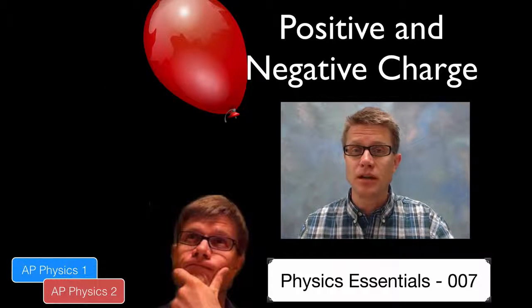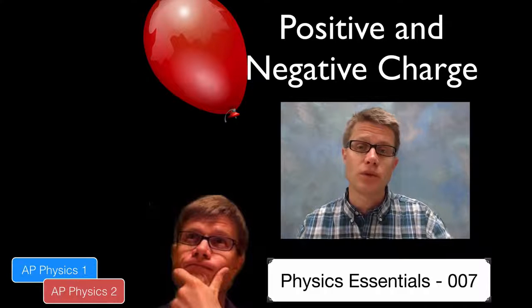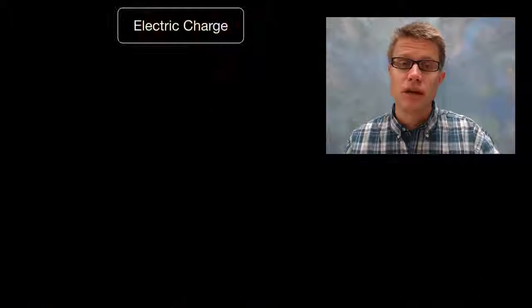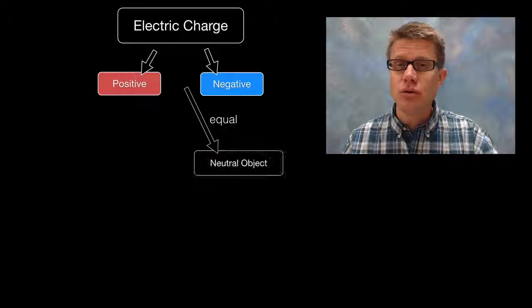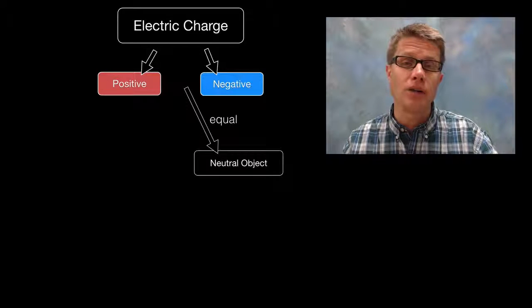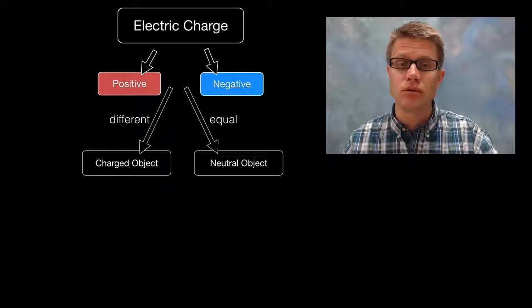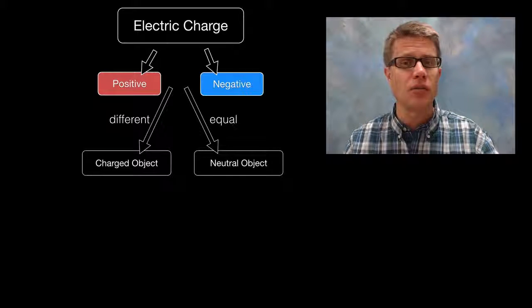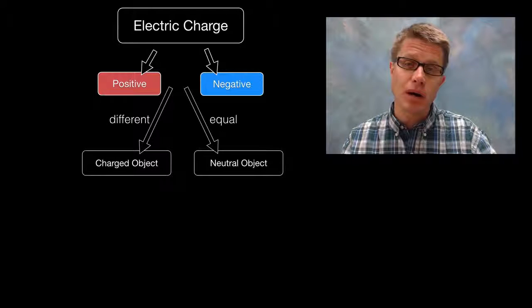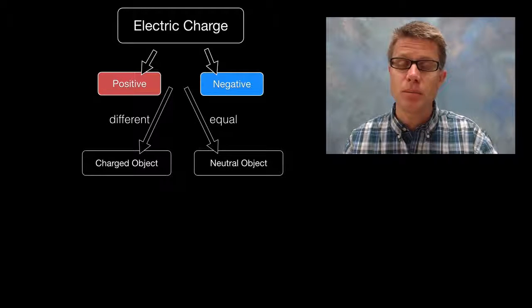And so scientists speculated there are two types of charges, and we call those positive and negative charges. An electric charge can be positive or negative. If we have a neutral object, it's going to have an equal amount of each of those different charges. But if it's a charged object, like a balloon, then it's going to have differences in the number of electric charges that it has. If it's a negatively charged object, it's going to have more of the negative charges. And if it's a positively charged object, it's going to have more of the positives.